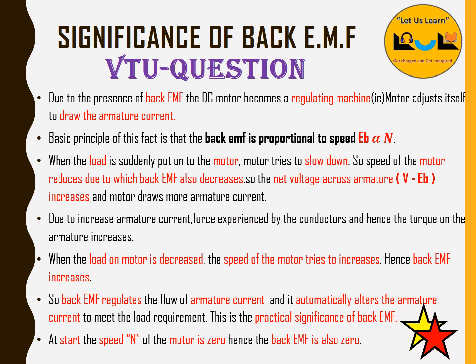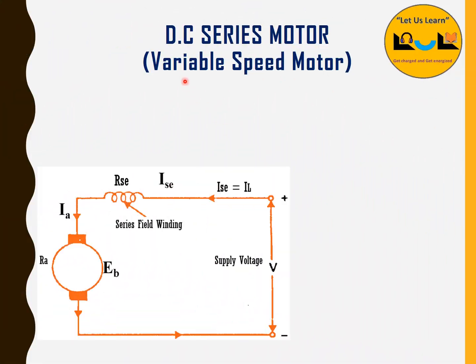Next we will discuss the current and voltage relations of different motors. First we are going to discuss the DC series motor. The DC series motor is otherwise called a variable speed motor. The speed varies. This is the circuit diagram of your DC series motor. The series field winding and the armature winding are connected in series, where IL is the line current, ISC is the series current, IA is the armature current, RSC is the winding resistance of the series field winding, RA is the armature resistance, and V is the applied voltage.